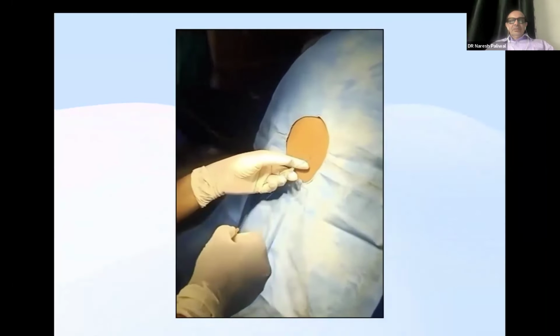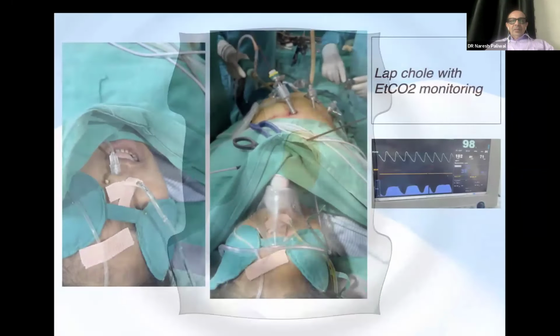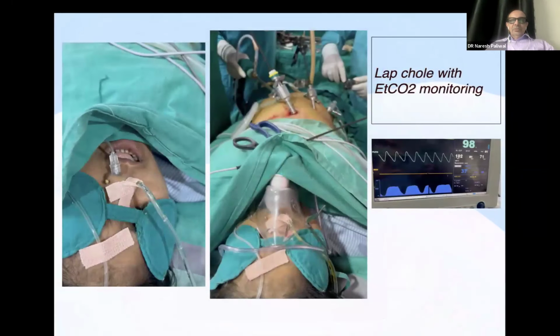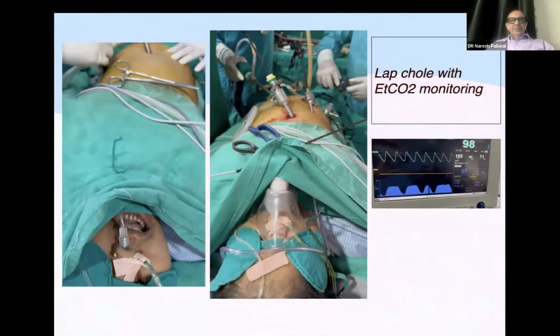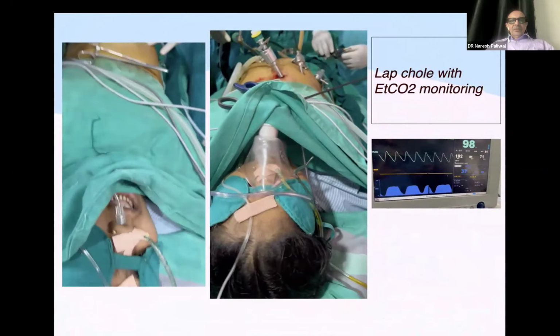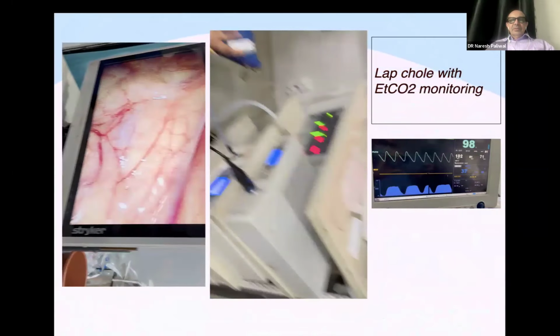Now I think she has done. This is lap chole with ETCO2 monitoring in a patient with diabetes, hypertension, IHD. Patient is conscious. 60 years male patient.